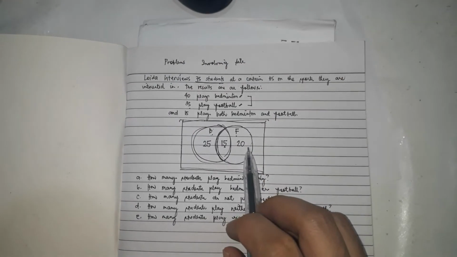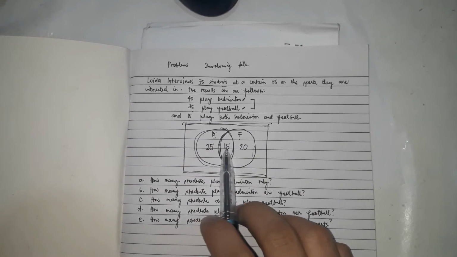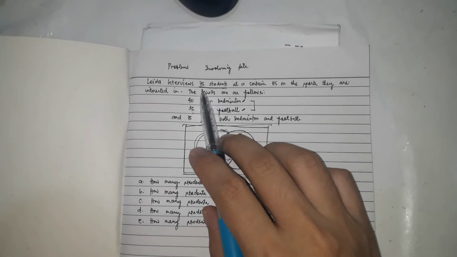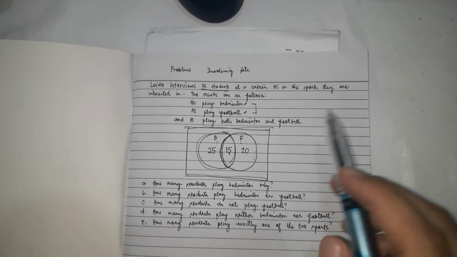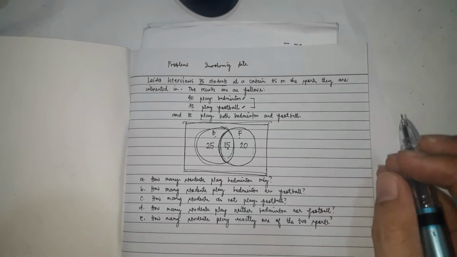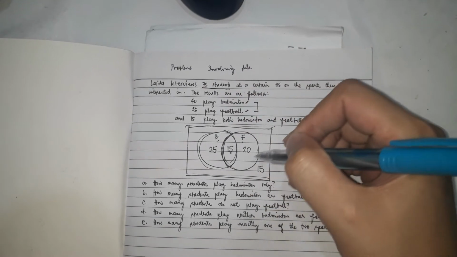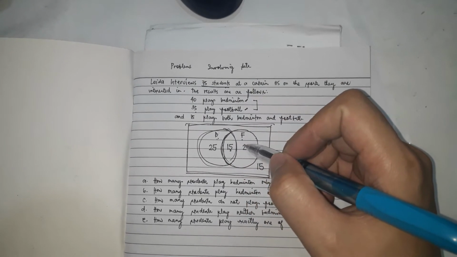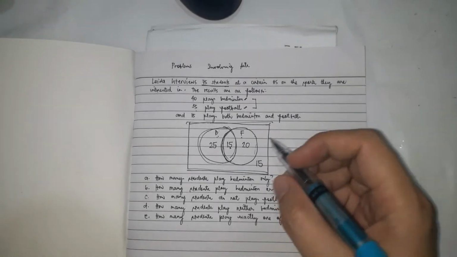Again, as I said, this is the total number of students, and we only have 25 plus 15, which is 40, plus 20, which is 60, but the total number of students is 75. Therefore, there are some students who did not play badminton or football. And how many are those? There are 15, because the total number of students who play either badminton or football is 60. Therefore, there are 15 students who do not play these two sports, or probably they do not play any sports at all.